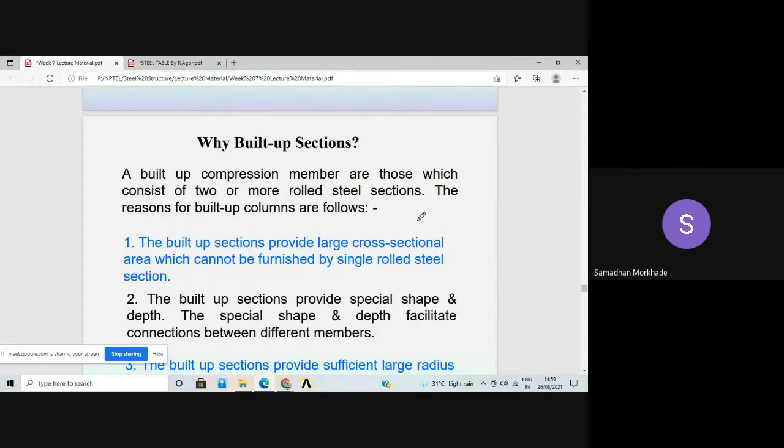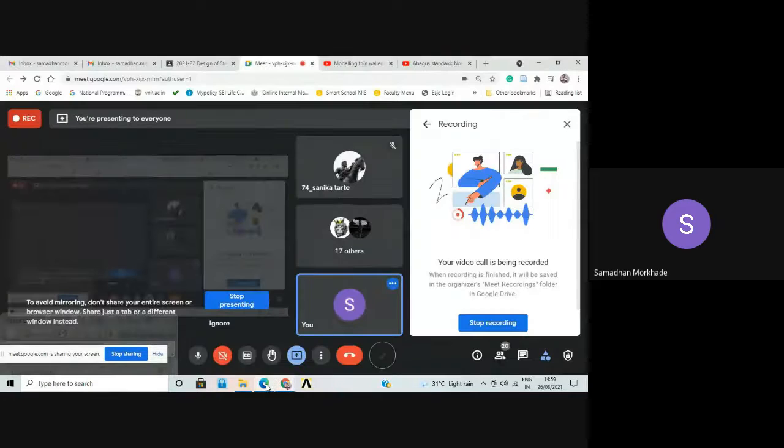Now, the last point of unit number 2. Today we are going to discuss the basic theory part, and within 10 minutes I am going to cover this. Now, what is meant by built-up sections? Already we have discussed it, but still I am going to repeat the things.